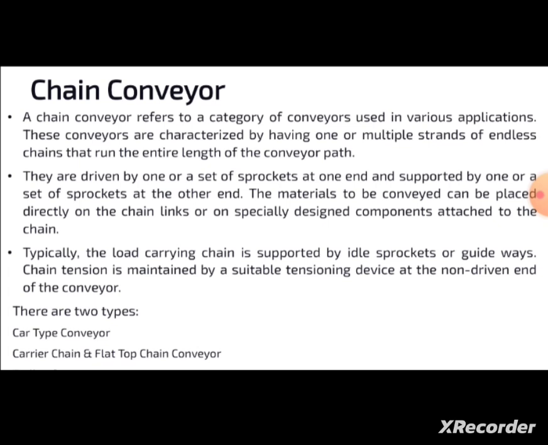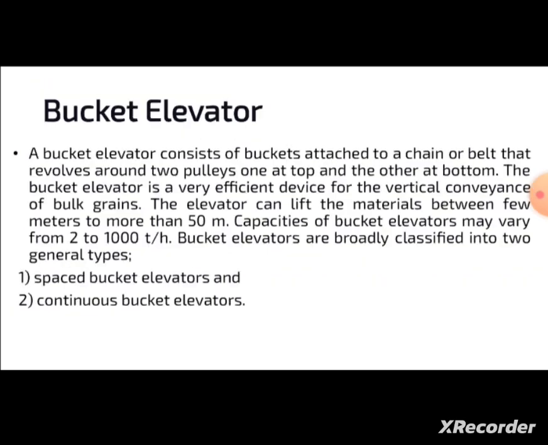And next one will be chain conveyors. It refers to a category of conveyors used in various applications, having one or multiple standards of endless chains that run the entire length of the conveyor path. These kinds of conveyors can be seen in many dairy industry applications, like in packaging areas. We can see this kind of chain conveyors.